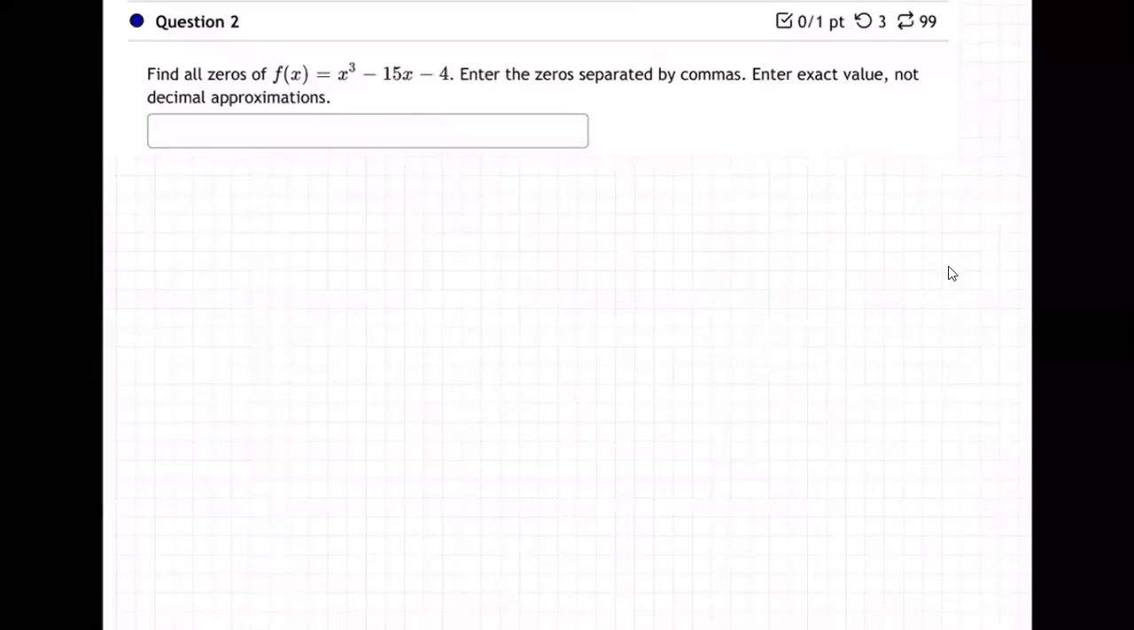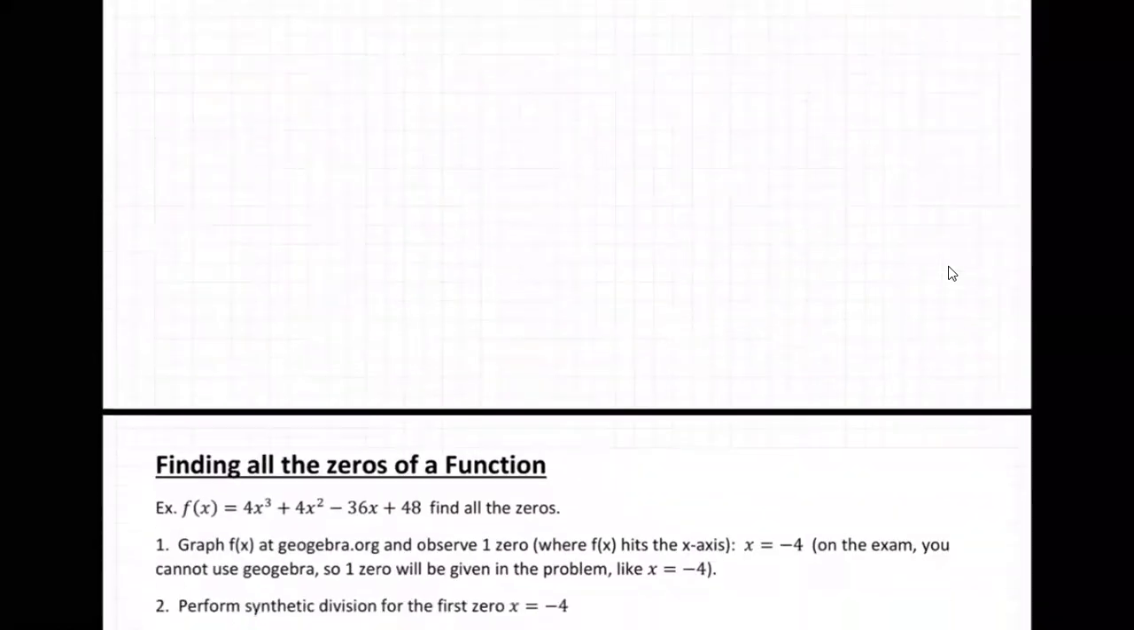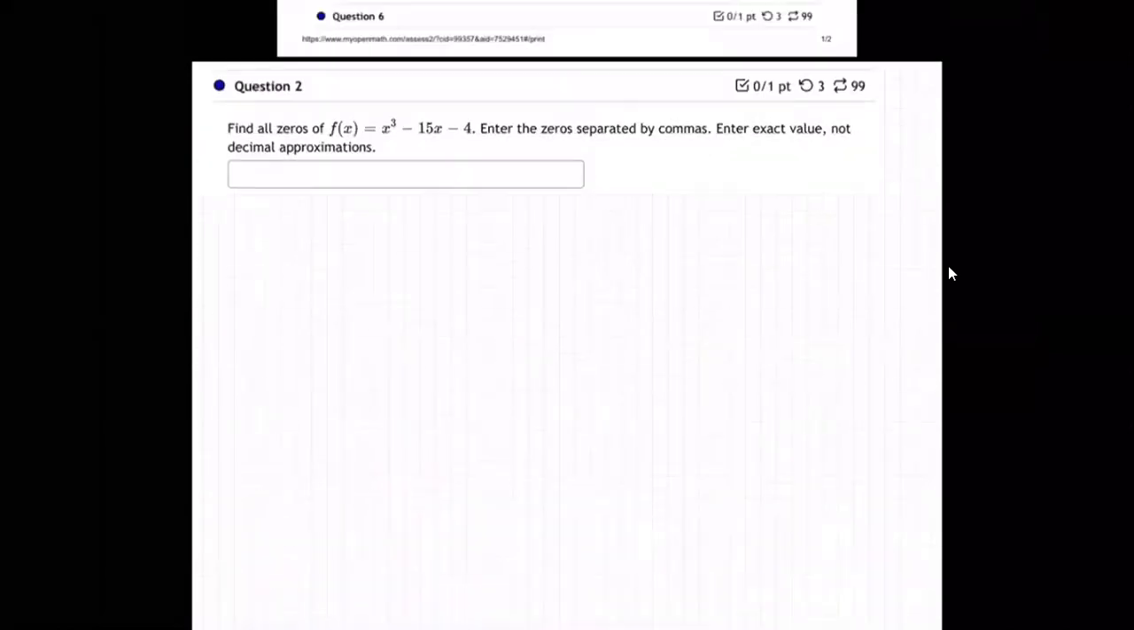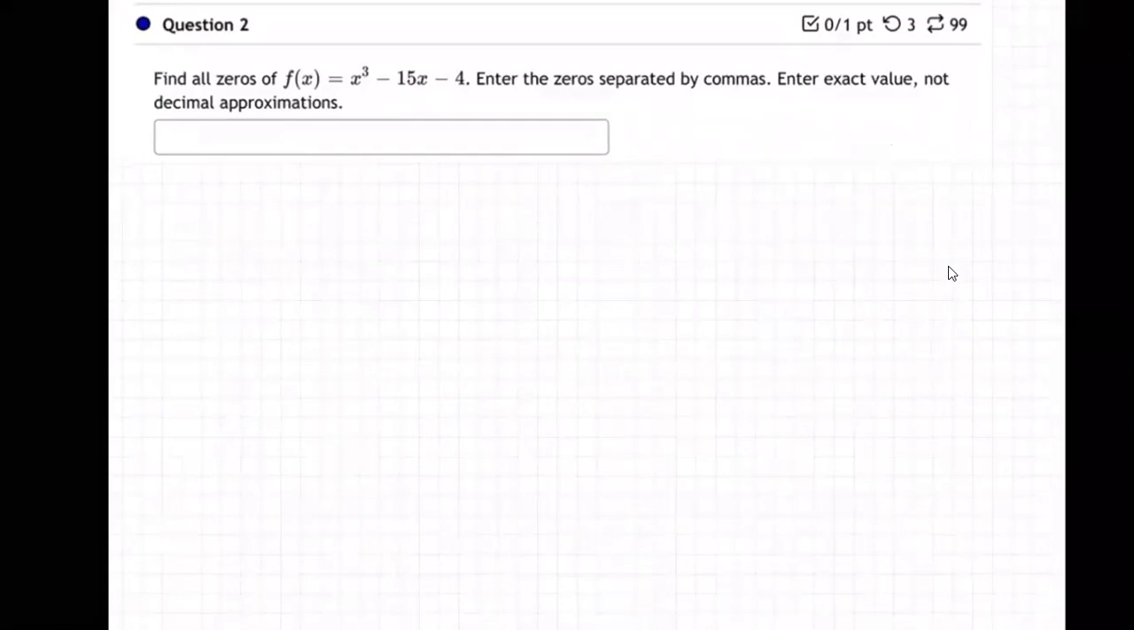Okay, so they want us to find all the zeros. So what do you do? Well, here's the notes. This is the exam 3 notes. Step 1, go to geogebra.org, find a zero. So let's go there. So step 1, go to GeoGebra.